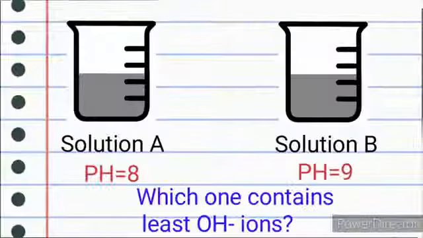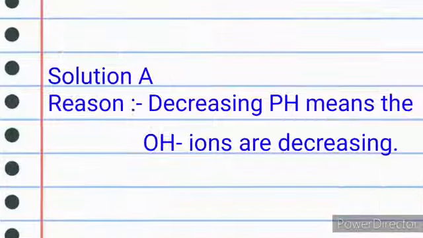Next, pH of solution A is 8 and pH of solution B is 9. Which solution contains least OH minus ions? Yes, solution A, because decreasing pH means the OH minus ions are decreasing.